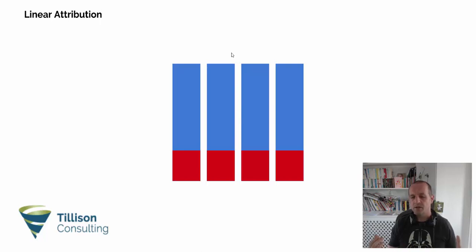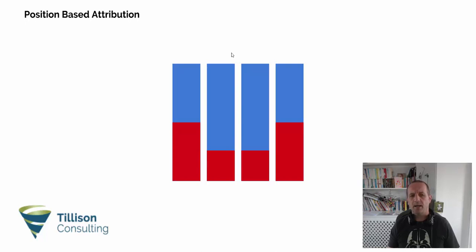So linear, again, just divides the value and the conversion across the number of clicks that led to the conversion. And remember, this happens for each and every conversion. So some might be 1 click, some will be 2, some will be 3, some will be 5, some will be 6. So it will just divide them equally.